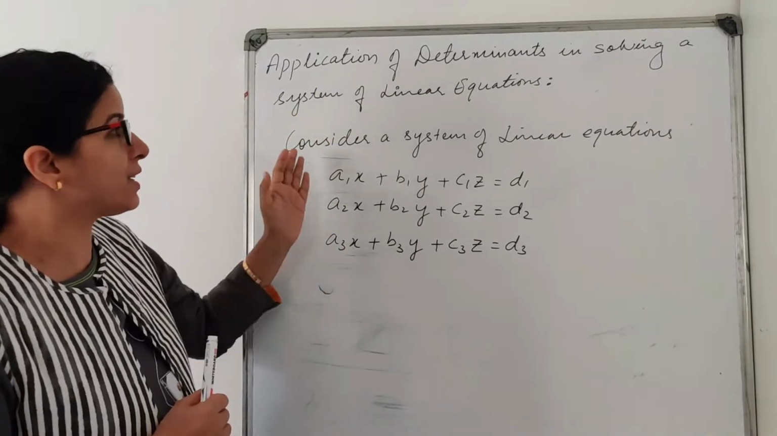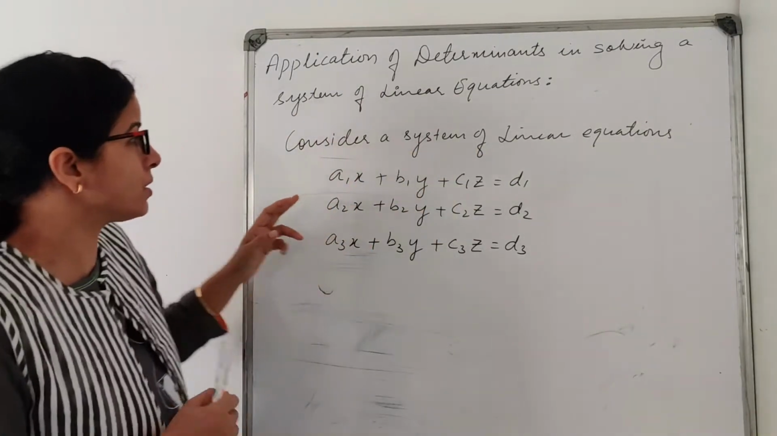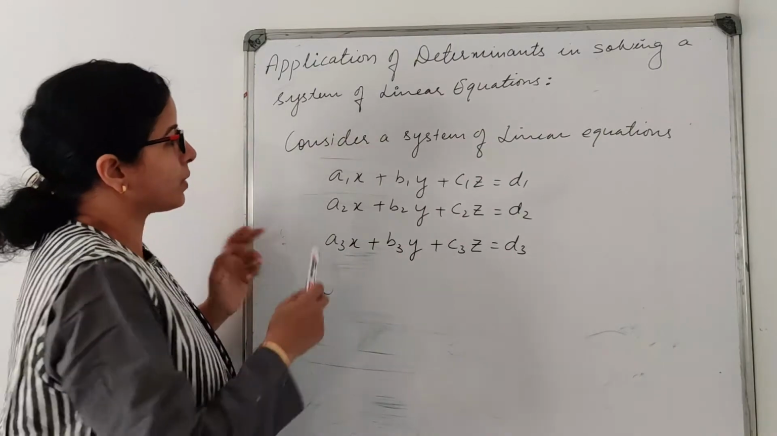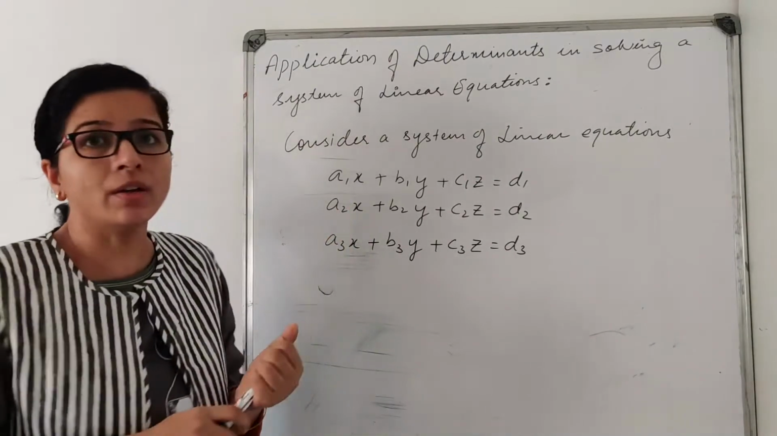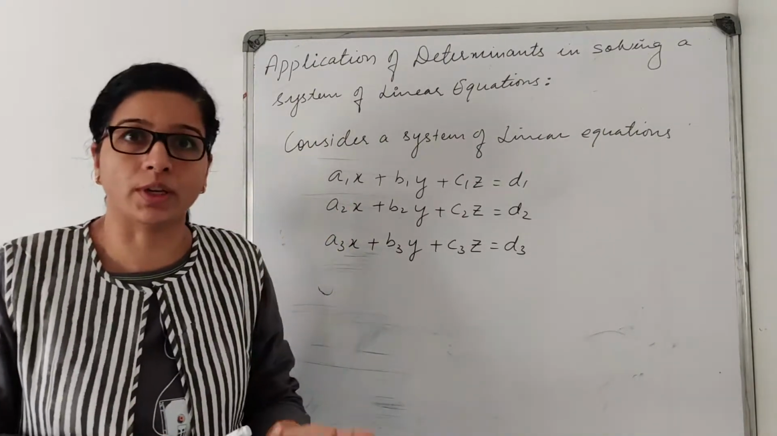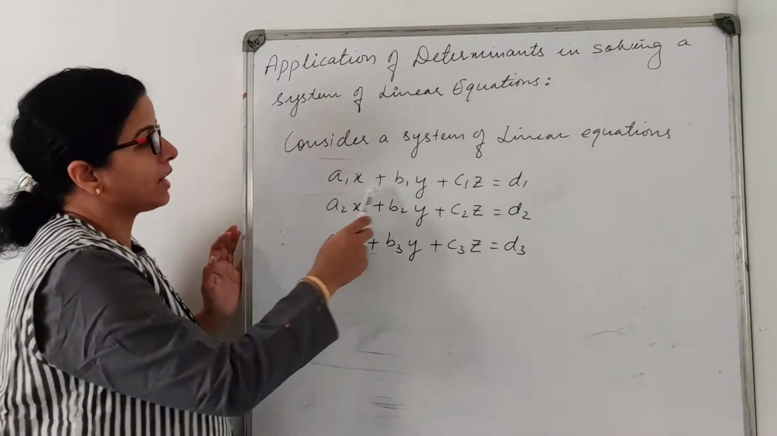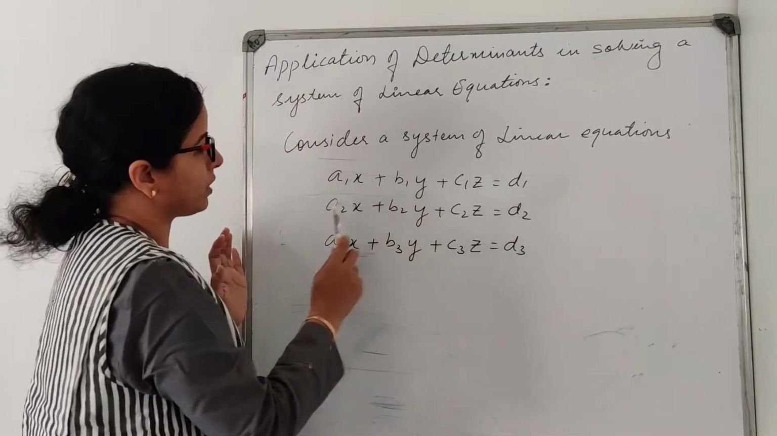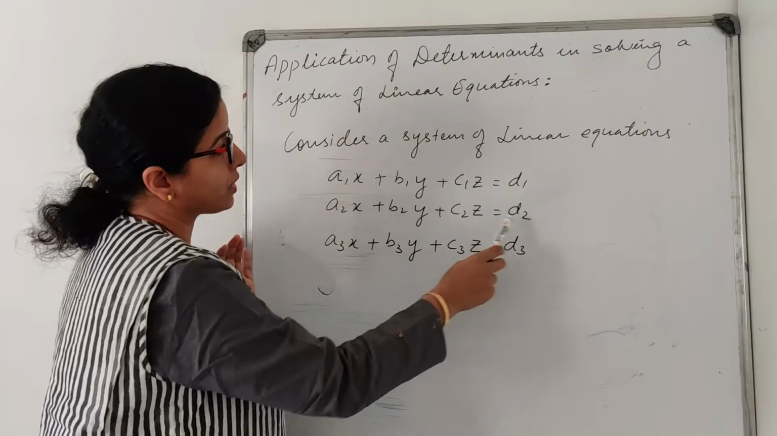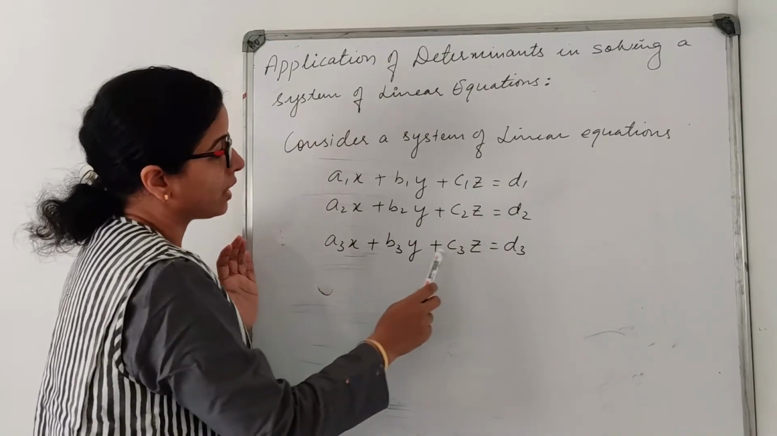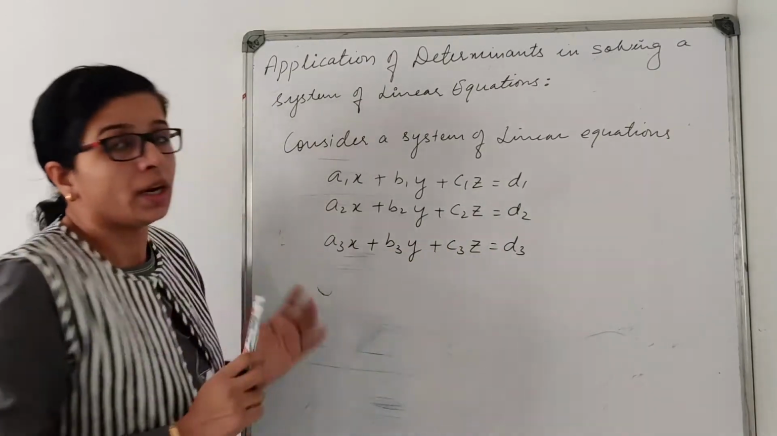Okay, so let us consider the system of linear equations. I have taken 3 equations, here 3 variables. If 3 variables are there, 3 equations should be there to solve it. So a1x plus b1y plus c1z is equal to d1, a2x plus b2y plus c2z is equal to d2, a3x plus b3y plus c3z is equal to d3.